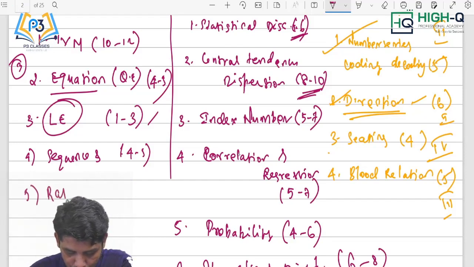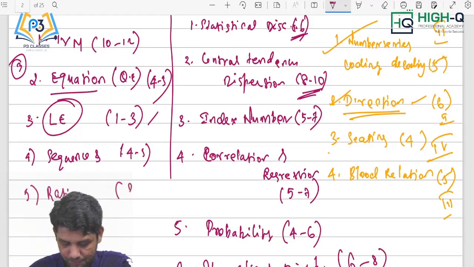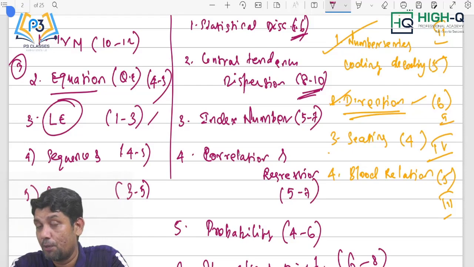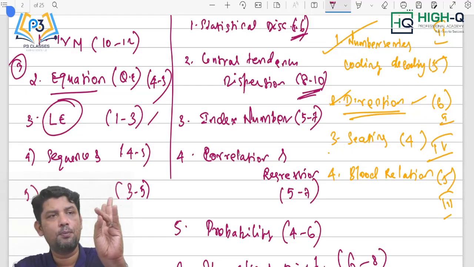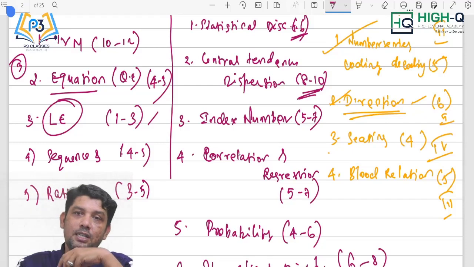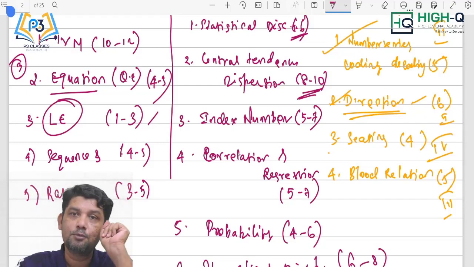Then ratio, proportion, indices, log. Remember, there is the ratio topic. Which topic should you give importance to? Sir, ratio, proportion, indices, log. Which one should I give a lot of importance? Sir, logarithms. Okay, minimum 2 questions are definitely going to come. It's compulsory. 2 questions are going to come from logarithms. So logarithms, always give importance.